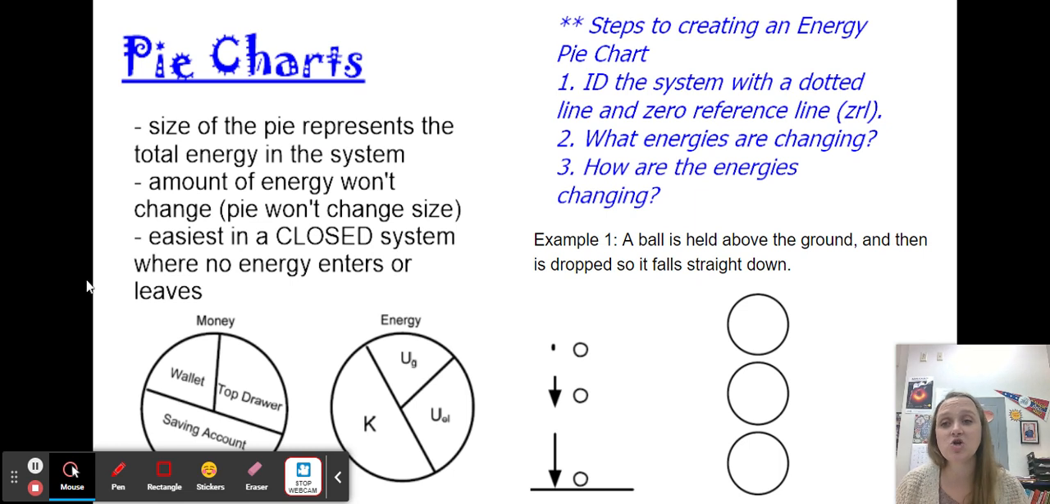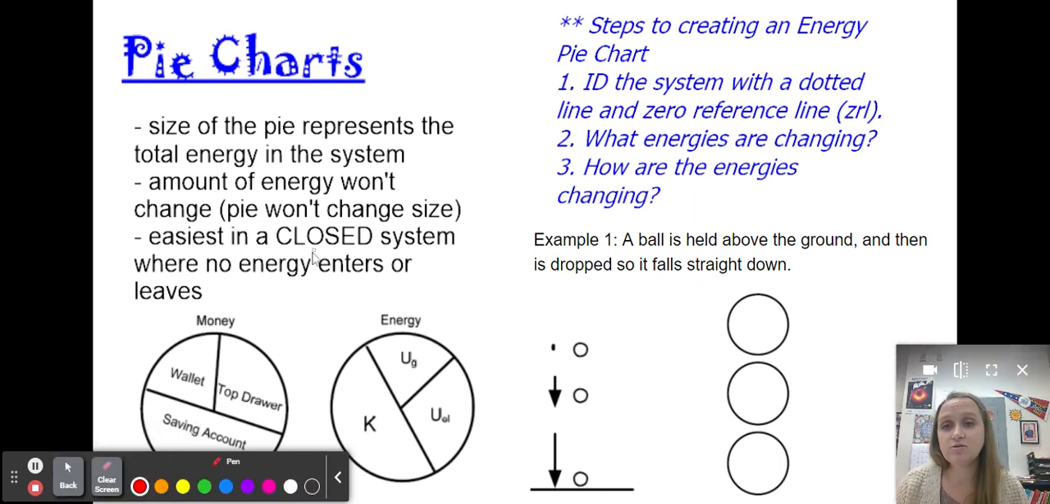And this is easiest in a closed system. A closed system means that the energy is not entering or leaving; the total amount of energy stays the same. I like to think of this in the context of money. I have a certain amount of money. My money is located in different locations, but the amount of money I have doesn't change because I'm not spending any of my money. I might have some money in my wallet, some in a top drawer hidden somewhere, some in my savings account. But overall, my amount of money isn't changing because I'm not spending it. It's just located in different locations.